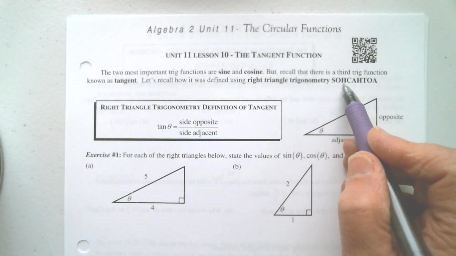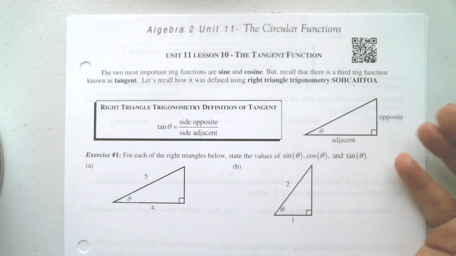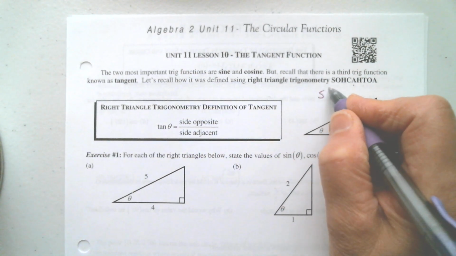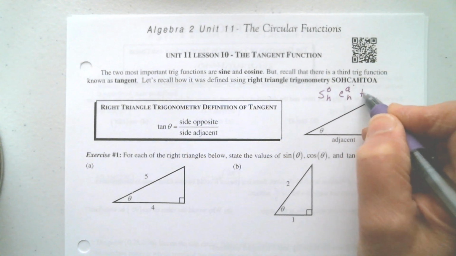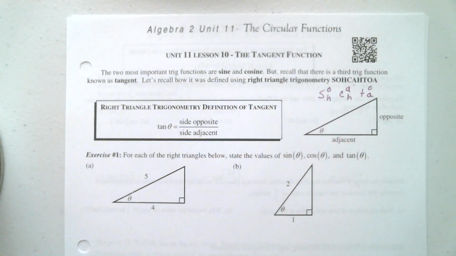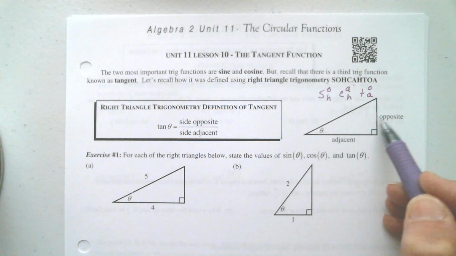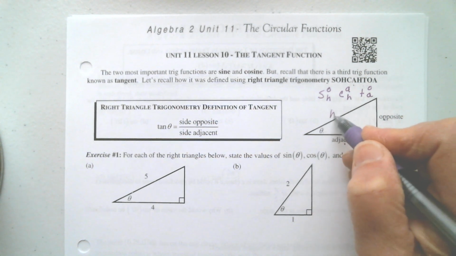Sine equals opposite over hypotenuse, cosine equals adjacent over hypotenuse, and tangent equals opposite over adjacent. We're already familiar with this. In fact, if you would please just write it down again. The more you write it, the more it's going to help you commit it to memory. So tangent, TOA, is opposite over adjacent. In relation to the angle theta of this right triangle, this side is opposite, this is the adjacent side, and of course, this is the hypotenuse.